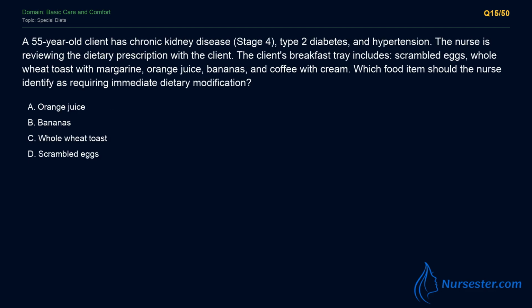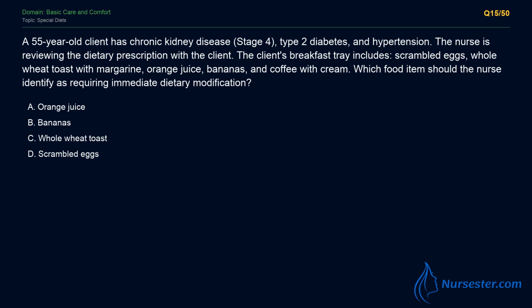Question 15. A 55-year-old client has chronic kidney disease, stage 4, type 2 diabetes, and hypertension. The nurse is reviewing the dietary prescription with the client. The client's breakfast tray includes scrambled eggs, whole wheat toast with margarine, orange juice, bananas, and coffee with cream. Which food item should the nurse identify as requiring immediate dietary modification?